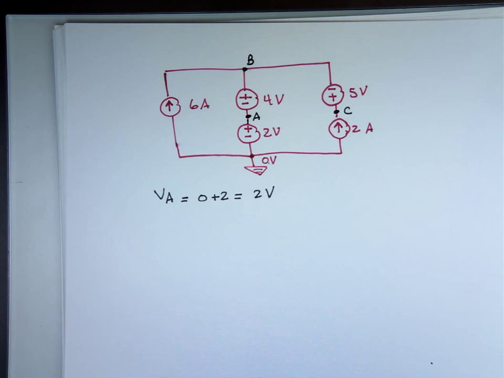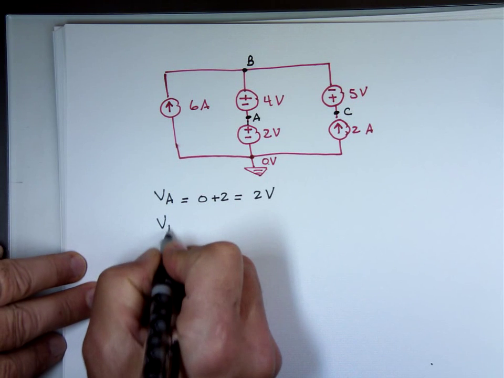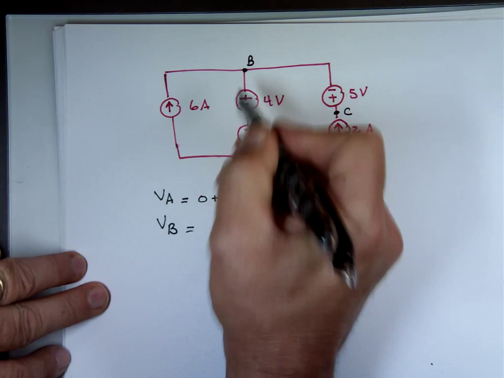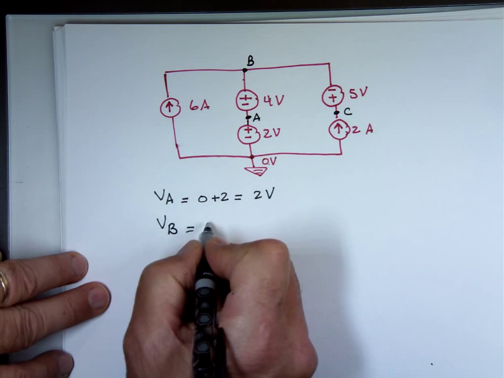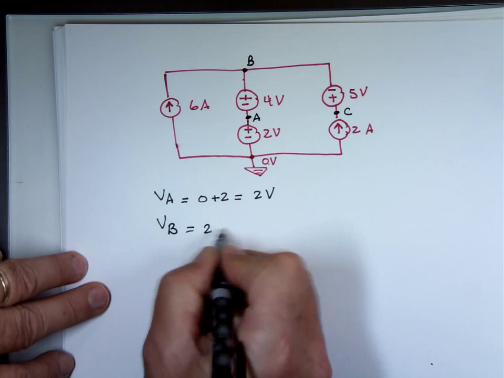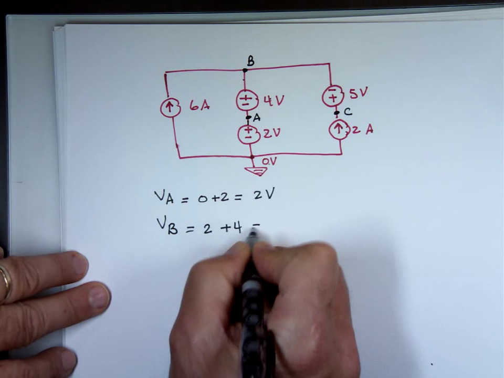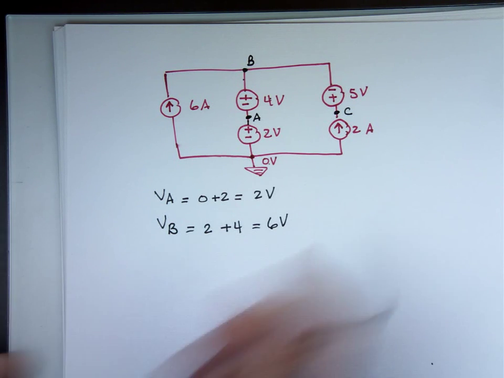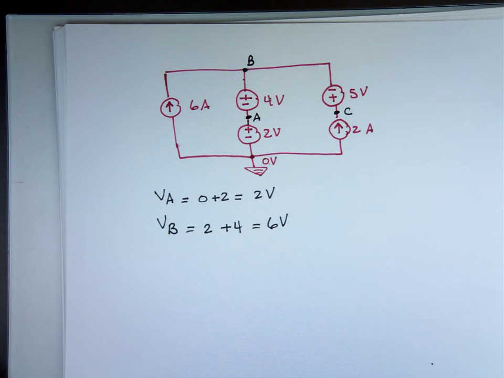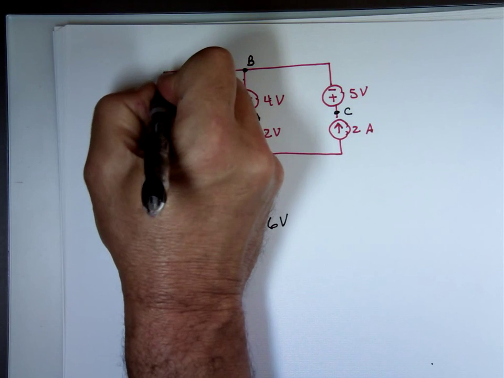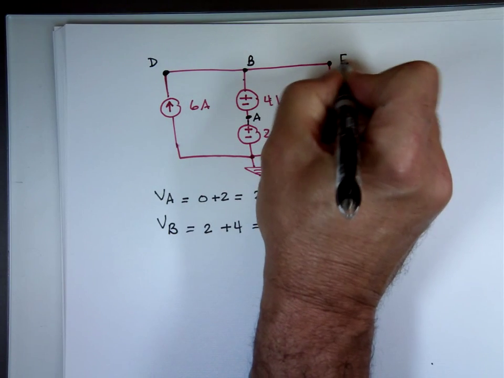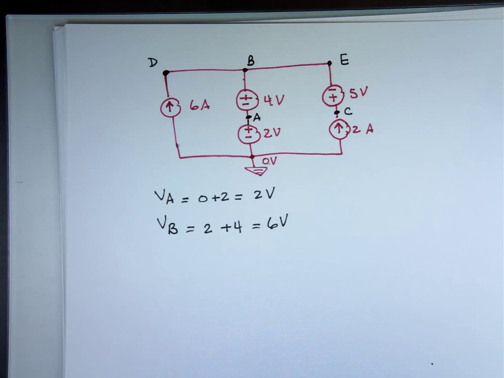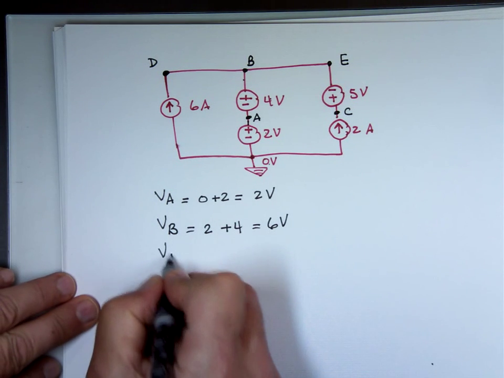What is the voltage at B? It says this end is going to be 4 volts higher than this. So this here is 2. 2 plus the 4, which is what? 6 volts. What's the voltage here, by the way? A, B, C, D, E. What's the voltage at D?